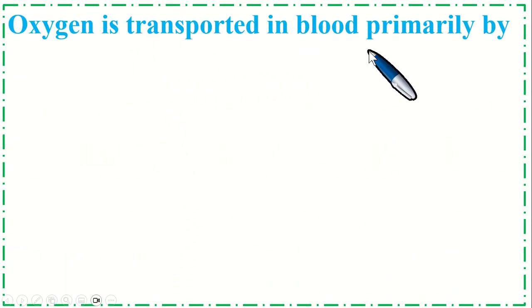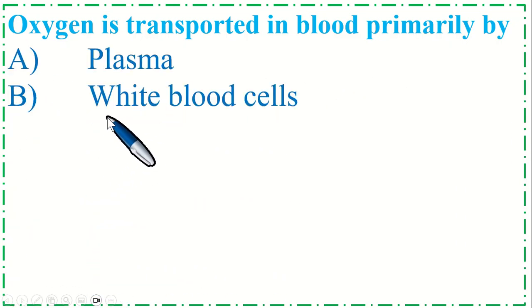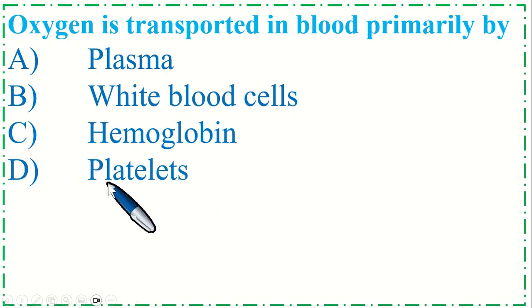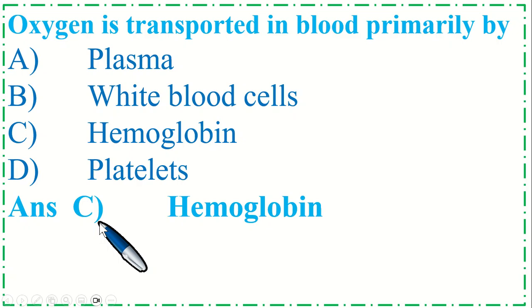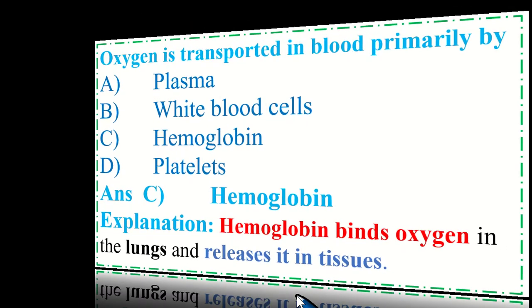Oxygen is transported in the blood primarily by option A plasma, B white blood cells, C hemoglobin and option D platelets. So the correct option is C hemoglobin. The hemoglobin binds oxygen in the lungs and releases it in tissues.